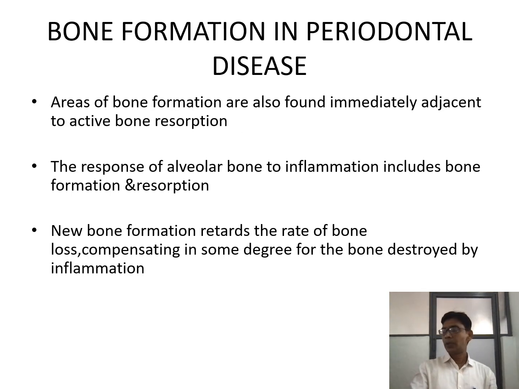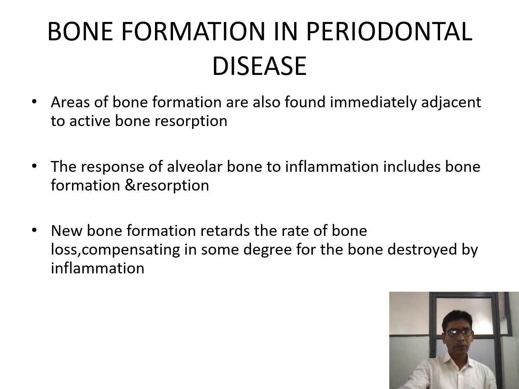Now coming to bone formation in periodontal disease. As I said, there will be destructive activity as well as reparative activity occurring within the periodontal pocket. So there are certain areas where bone formation will occur. This bone formation is only by the presence of osteoblasts, and these areas of bone formation are found immediately adjacent to active resorption areas. The response of the alveolar bone to inflammation includes bone formation and bone resorption.